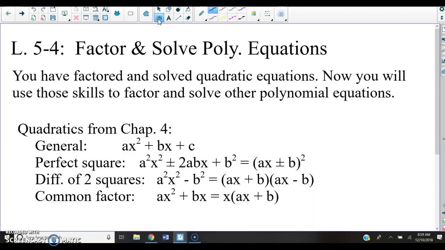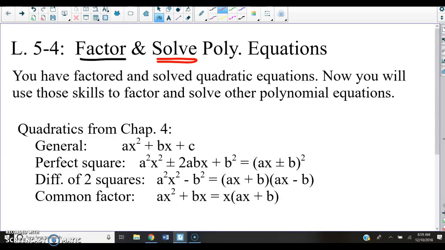Good morning. Now we're going to take a look at how we can factor and solve polynomial equations. Notice the factor. We're going to be factoring. It's going to be more than quadratics in some cases. We're going to look at other methods to help us factor. And then remember to solve.